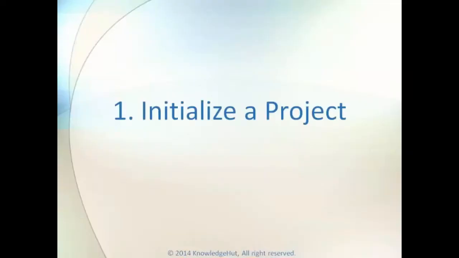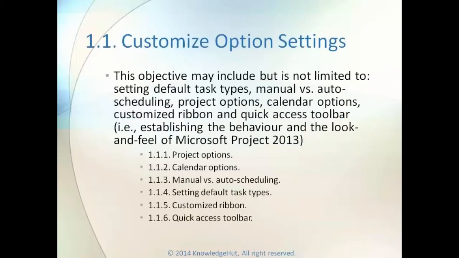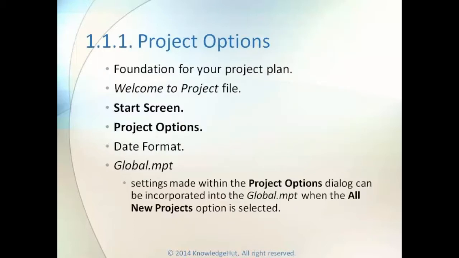Begin here with the first module, Initialize a Project. In the first section, Customize Option Settings, the exam objective may include, but is not limited to, setting default task types, manual versus auto scheduling, project options, calendar options, customized ribbon and quick access toolbar, that is, establishing the behavior and the look and feel of Microsoft Project 2013. The importance of this particular section is that it sets up the foundation of your project plan.